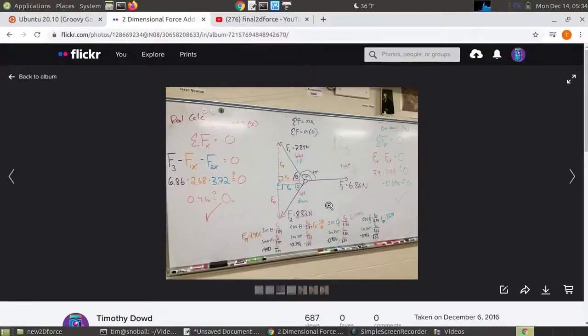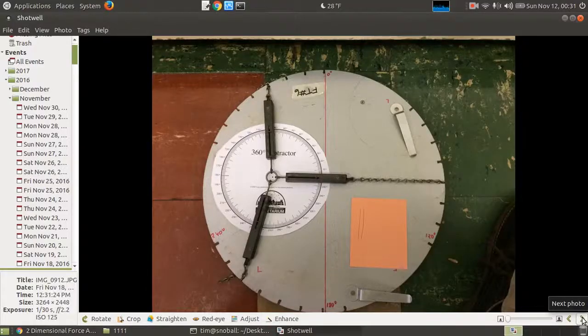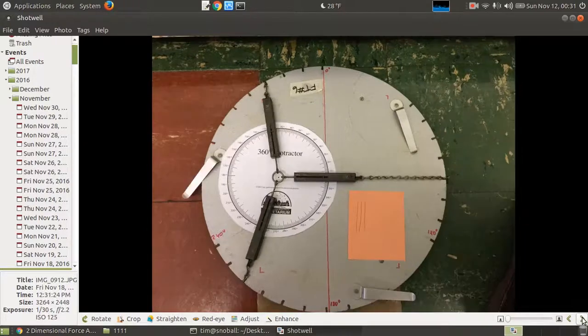I wanted to do one last thing with the force boards. I think it's fun to pull that rightward force more and more and see how the two diagonal forces have to respond. Because in the lab, again, you pulled that right spring scale more and more to the right each time.